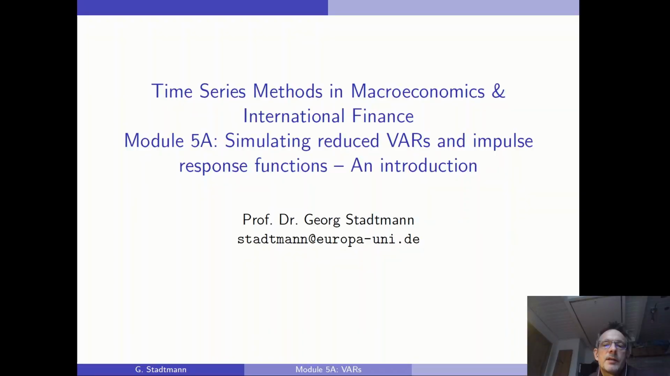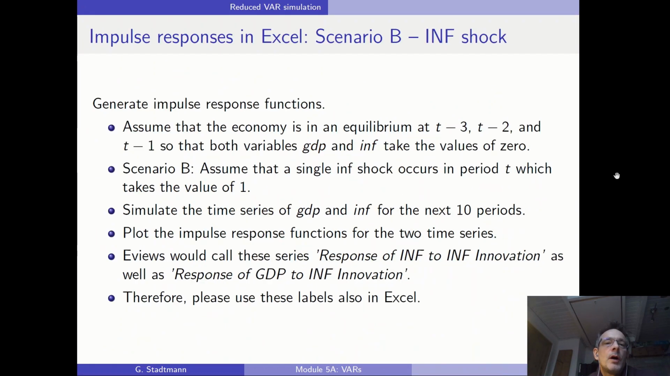Welcome back to class. We are simulating vector autoregressive processes, and we are in part B, which implies that now we would like to look at what happens if an inflation shock affects the system of two equations. We are proceeding in the same way as in scenario A, but now we are assuming that a single inflation shock occurs in period t. We once more are normalizing this shock to the value of 1.